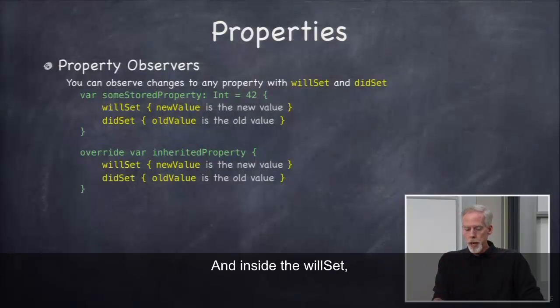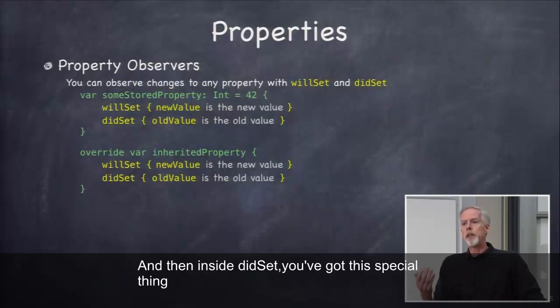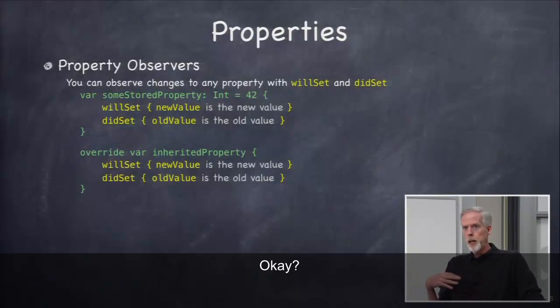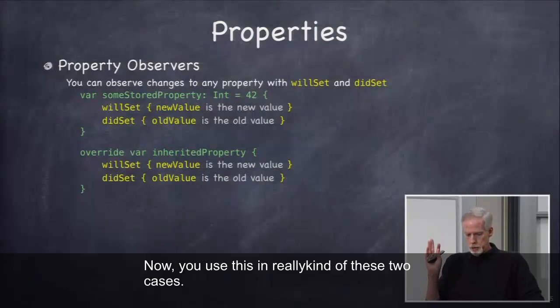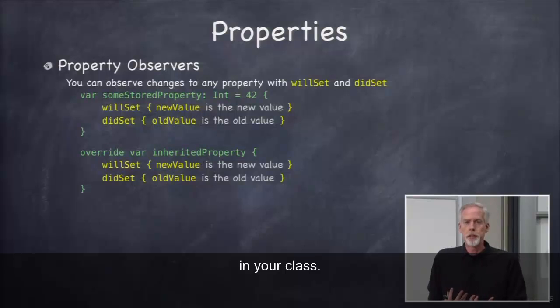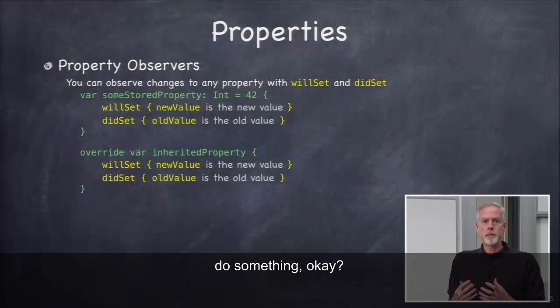And inside willSet, you've got this special variable called newValue, which is going to be the new value that's going to be set. And then inside didSet, you've got this special thing called oldValue, which is the old value. Okay? Now, you use this in really kind of these two cases. One is you have a stored property in your class, and whenever someone sets it, you want to kind of notice and do something, okay?